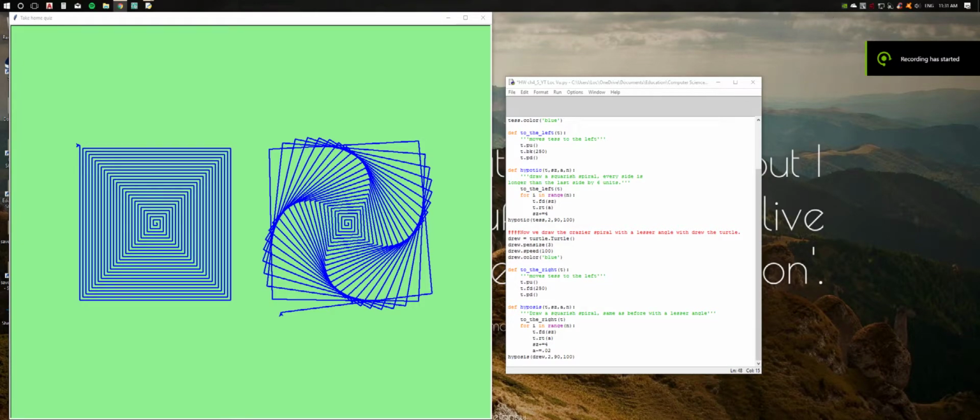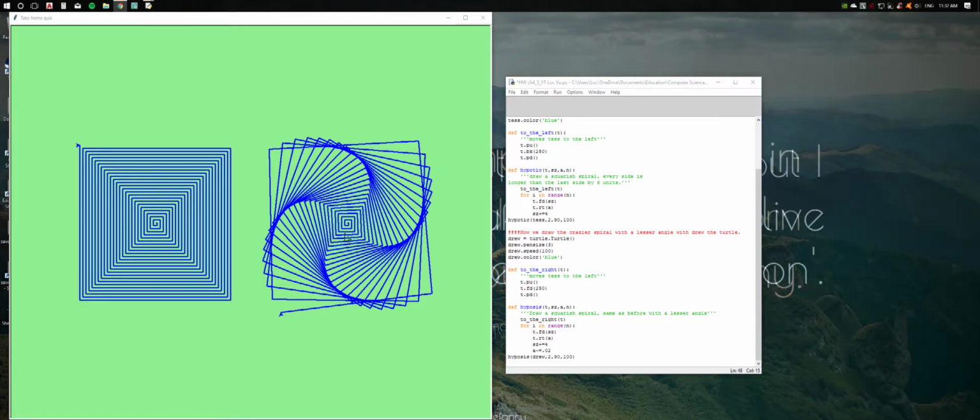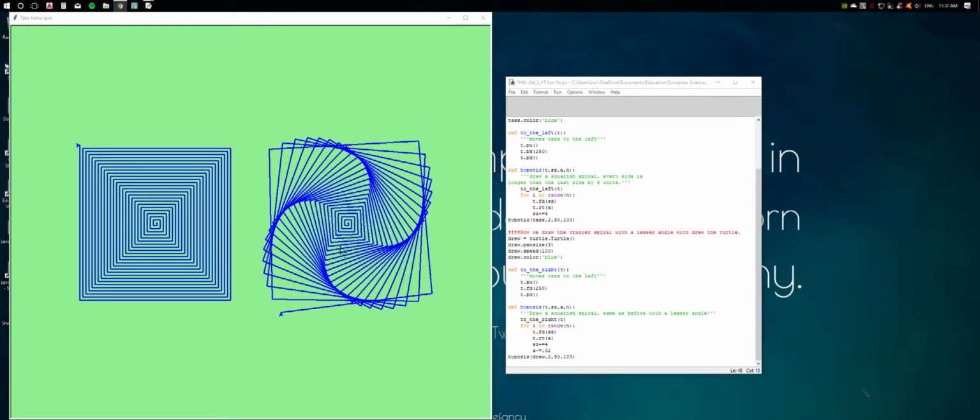Hello everyone. Today I'm going to show you how to draw these two images. Now these images are literally the same in their coding. However, the only difference is that the turn angle on this image is slightly less than this image.